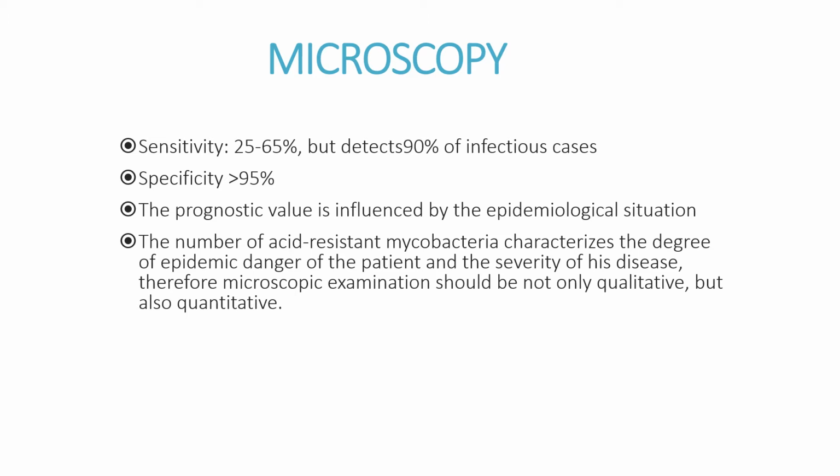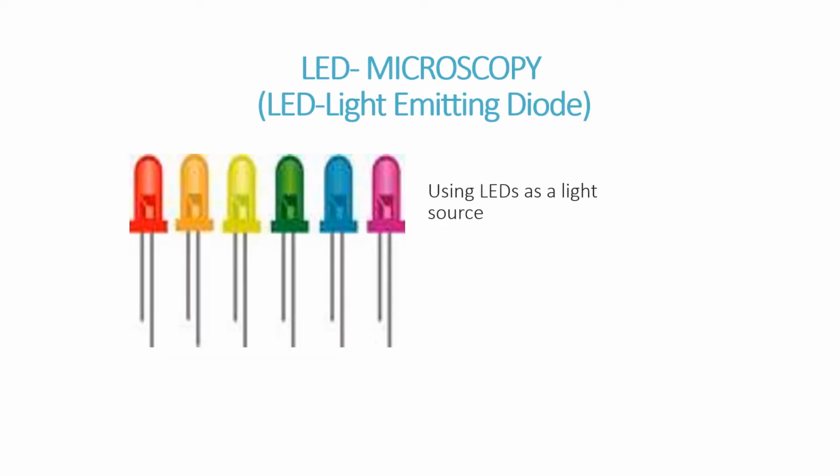The number of acid-resistant mycobacteria characterizes the degree of epidemic danger of the patient and the severity of his disease. Therefore, microscopic examination should be not only qualitative but also quantitative. Light-emitting diode fluorescence microscopy, LED-FM, is recommended by the World Health Organization to replace conventional Ziehl-Neelsen microscopy for pulmonary tuberculosis diagnosis. Uptake of LED-FM has been slow. One reason is a reported loss of specificity compared with Ziehl-Neelsen microscopy.